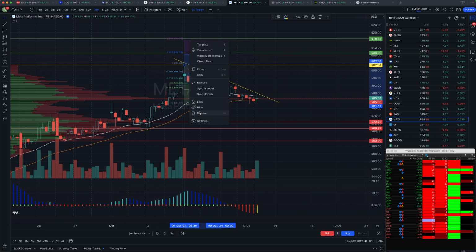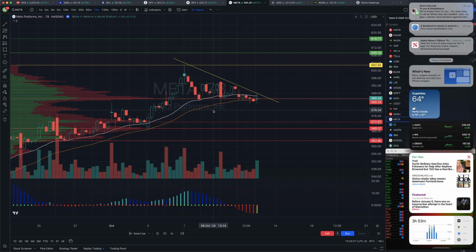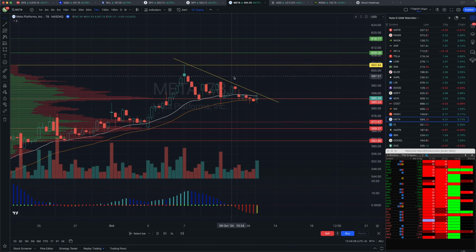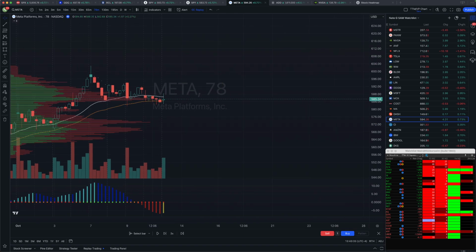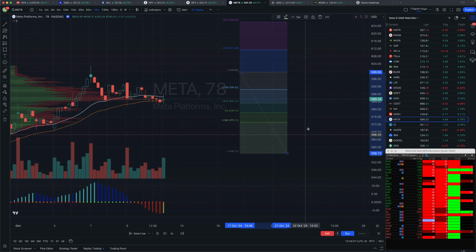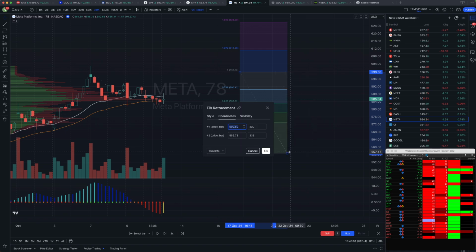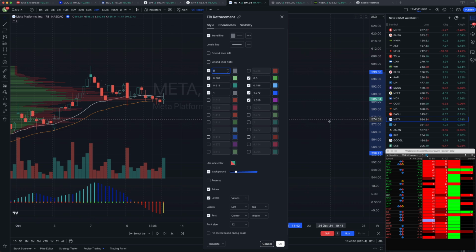Now, if you don't have this set correctly, I can show you what that will look like. So let's remove all the drawings. Let's move this to the side. So when you put this in, it's going to give you a 100% retracement. It's going to give you a 50% retracement, and you can change all of these settings. Here is how I have my settings for this. Okay, if you'd like to take a screenshot, you can.